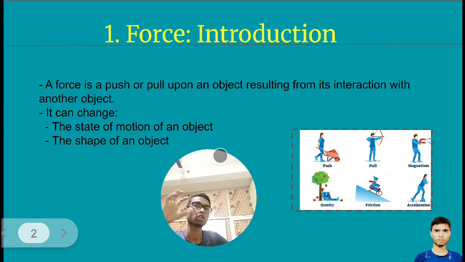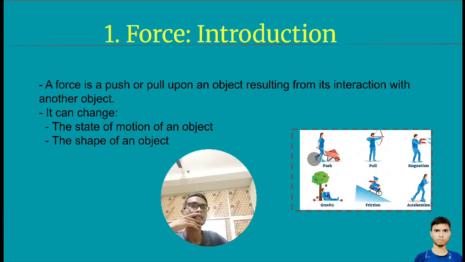It can change the shape of an object, as we know. Now here in this figure you can see she is pushing this object, he is pulling this arrow, and he has a magnet, and here a person is sitting under the tree, and an apple is falling towards the earth. Here this child is riding the cycle, and here this object is blocking this object. This type of force is called friction force.